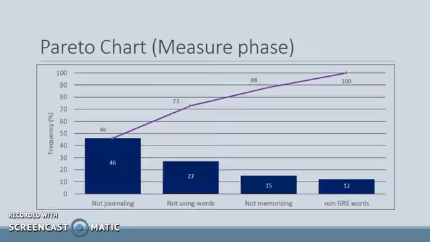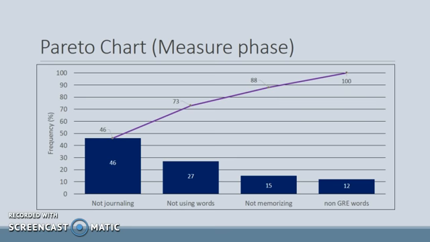So with this, I created a Pareto chart to figure out where I failed on those other parts, those other days. And so on the left, there's a frequency of how often this is a problem. And the line above the bars is the cumulative total between all of the different sections. And so the first section, not journaling, is the important few. And then also not using my words and not memorizing were the main things that caused problems for this measure phase.